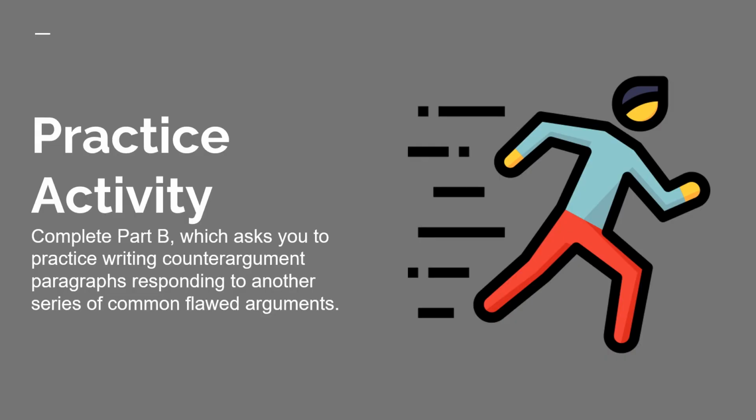Pause the video again, this time to complete part B of the practice activity, which asks you to practice writing counterargument paragraphs responding to another series of common flawed arguments. This time the arguments all have flaws in their assumptions. When you're finished with part B, go ahead and unpause the video so we can go over some sample responses together.